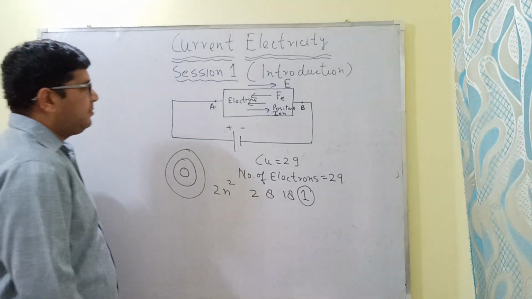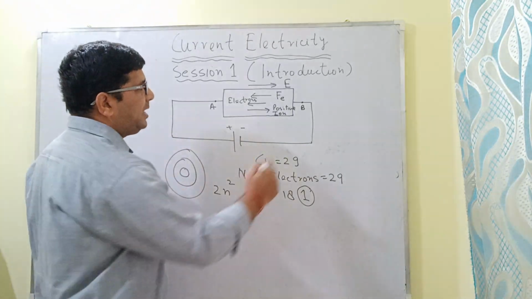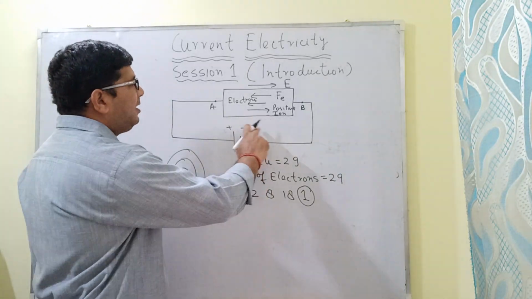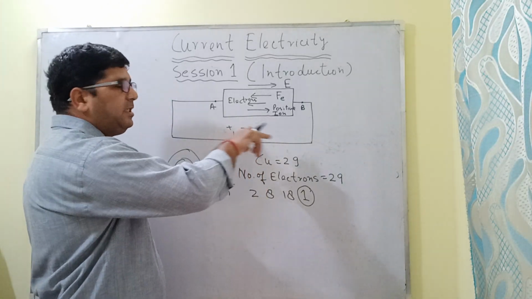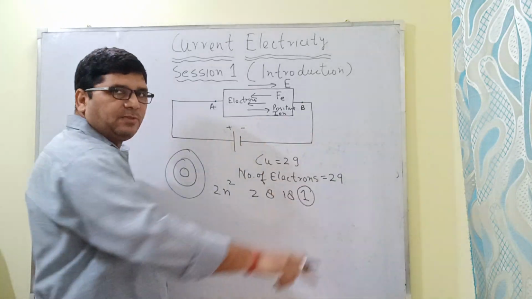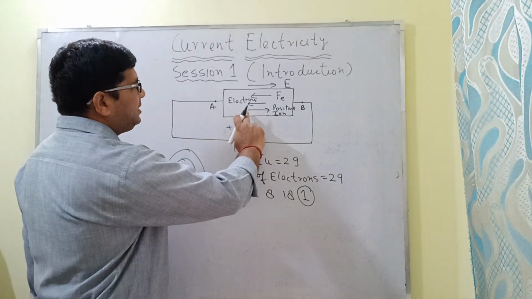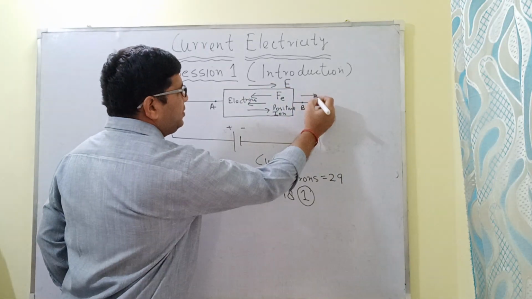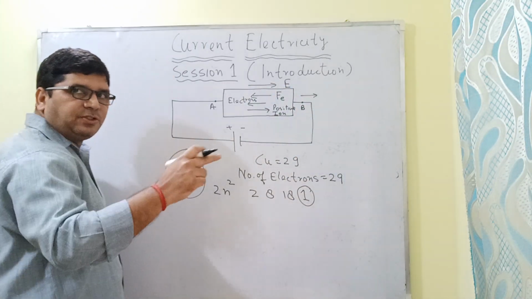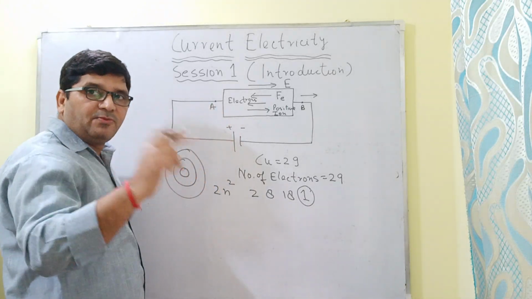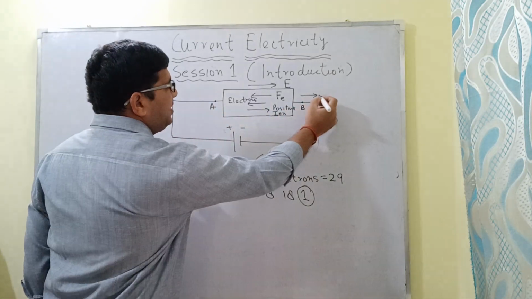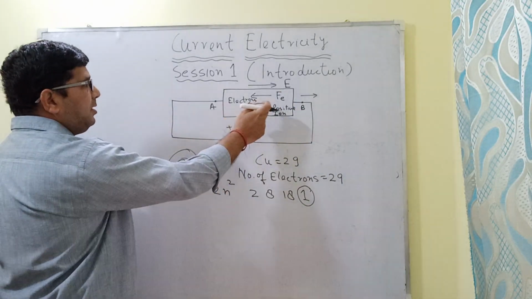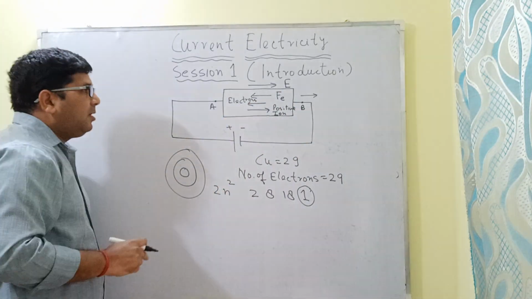Now by convention, as we have just discussed, the direction of the conventional electric current is along the direction of flow of the positive charge. So the direction of the positive charge is in this direction. So the direction of the conventional electric current will be taken in this direction. The electrons will flow in the backward direction.